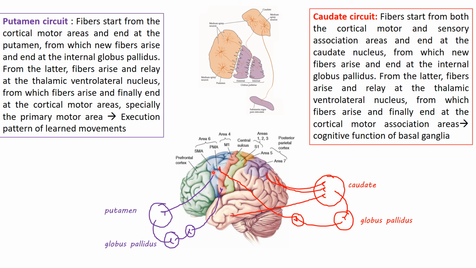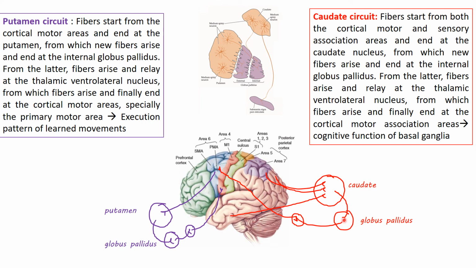So we have something which is a putamen circuit, which is a closed circuit starting from the premotor area and supplemental motor area, going to the putamen nucleus of the basal ganglia, to the globus pallidus internal segment, to the ventrolateral and ventroanterior nuclei of the thalamus, and then back to the cerebral cortex to the primary motor area.